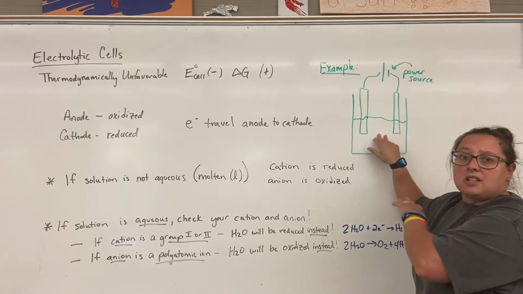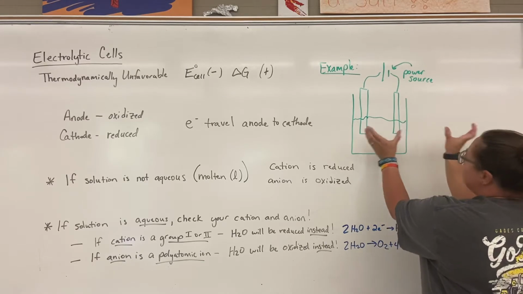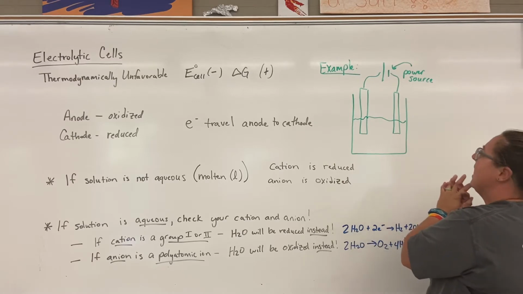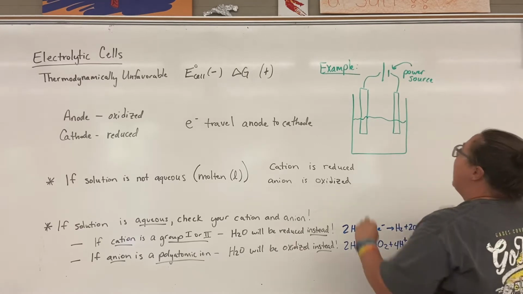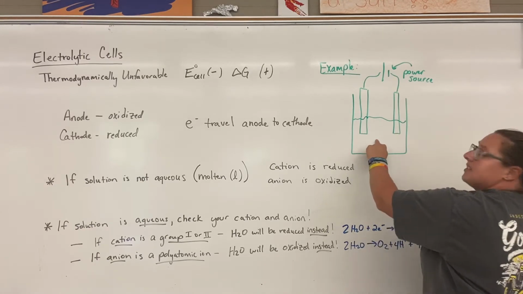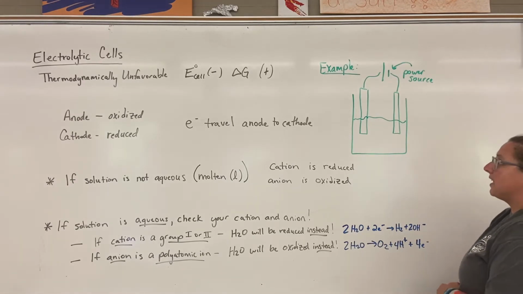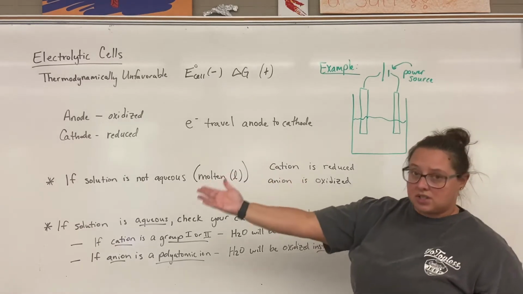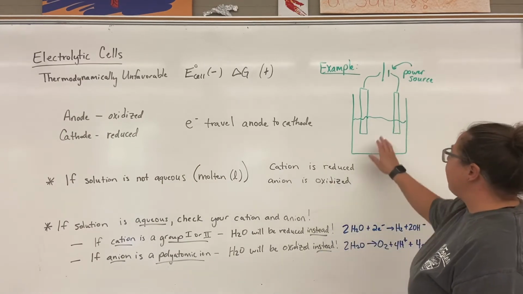So let's look and see how this is a little bit different from galvanic cells. Remember when we had galvanic cells, we had two different half cells. So we had two different containers with two different solutions. In electrolytic cells, however, you will have just one single container and both of your electrodes go into that single container. Now, because of that, we only have one solution in our cell. And so in order to determine who is oxidized and who is reduced, therefore who's the anode and who's the cathode, we are going to look at that solution.